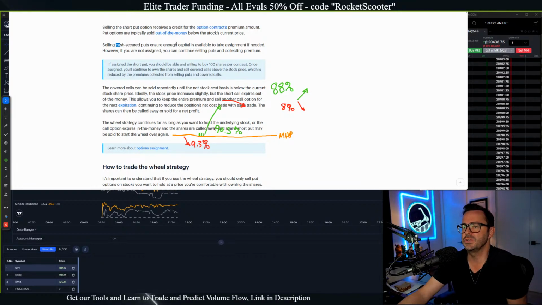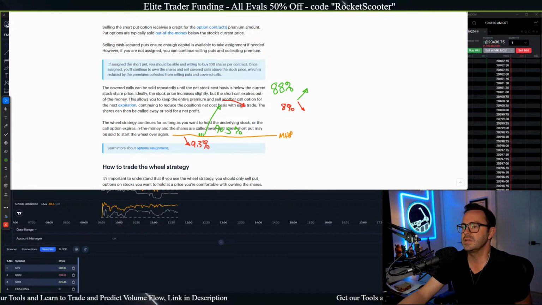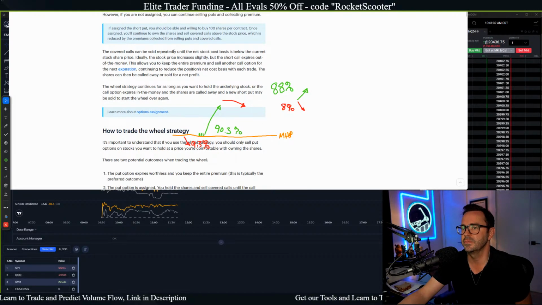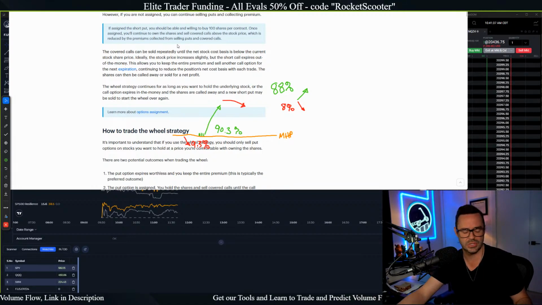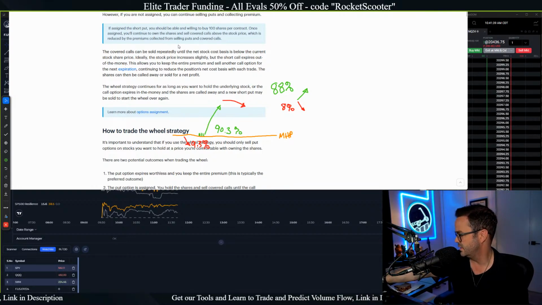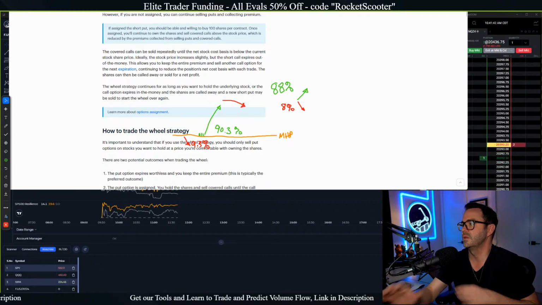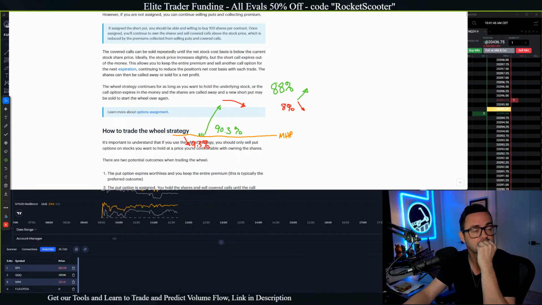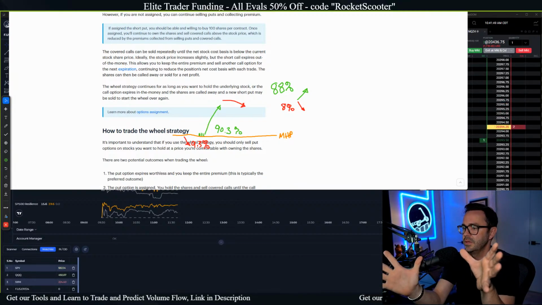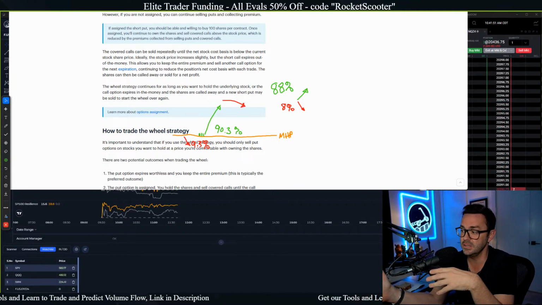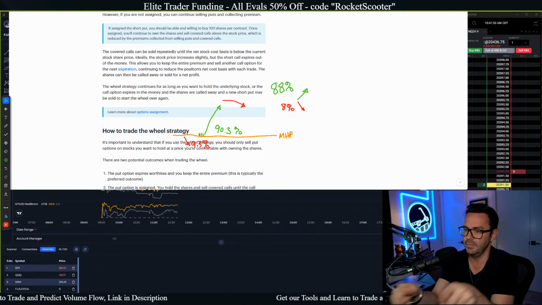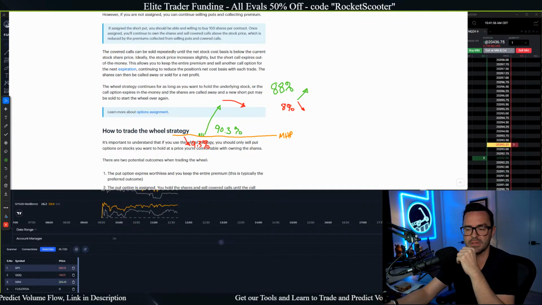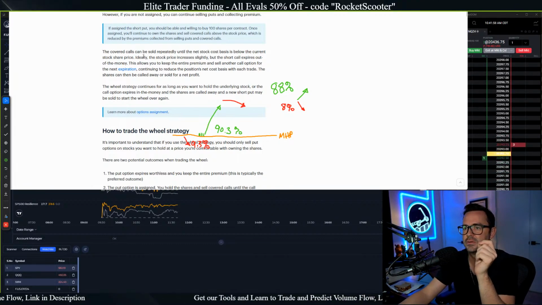Selling cash secured puts assures enough capital is available to take assignment if needed. Yep, that was my assumption. However, if you're not assigned, you can continue selling puts and collecting premium. So what happens to this strategy if you run out of cash to take the assignment? That's my big question. Is that a failure point? You must have a lot of cash sitting there, not invested, to have this assignment wheel keep churning, right? Is that how this works? Am I getting this right, you guys?